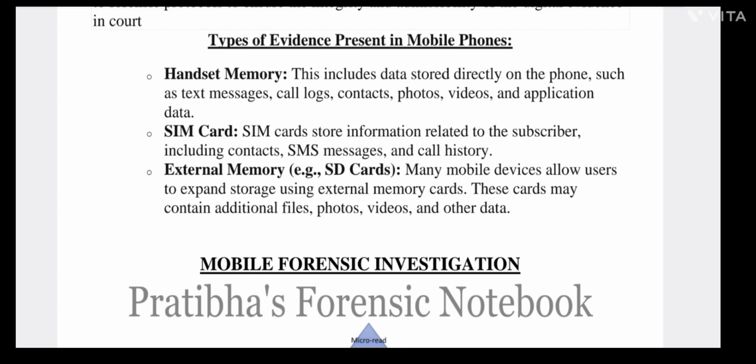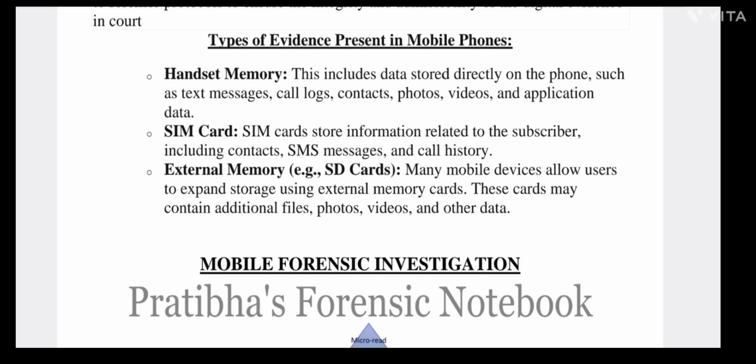Now the types of evidence which can be present on mobile phones, for example handset memory. Handset memory basically includes the data stored directly on the phone, such as messages, call logs, contacts, photos, and videos. So whatever data is present and you are able to see it, that kind of data is known as handset memory, okay.